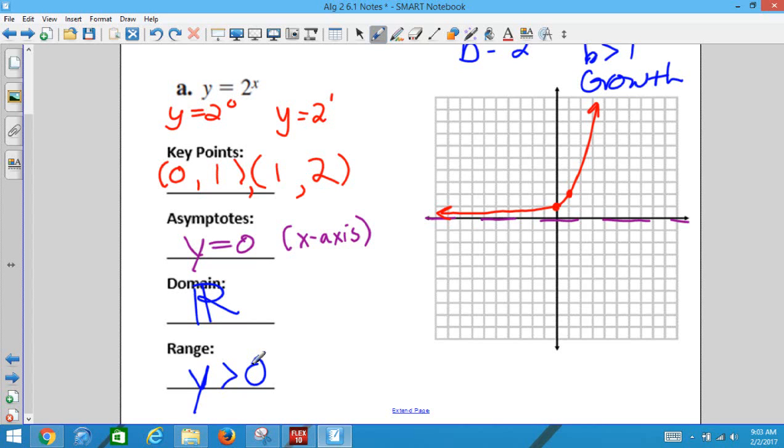Until we have a shift. Because that asymptote, once I have a shift, like up 3, the asymptote's going to move up 3, the graph is move up 3, so yeah.